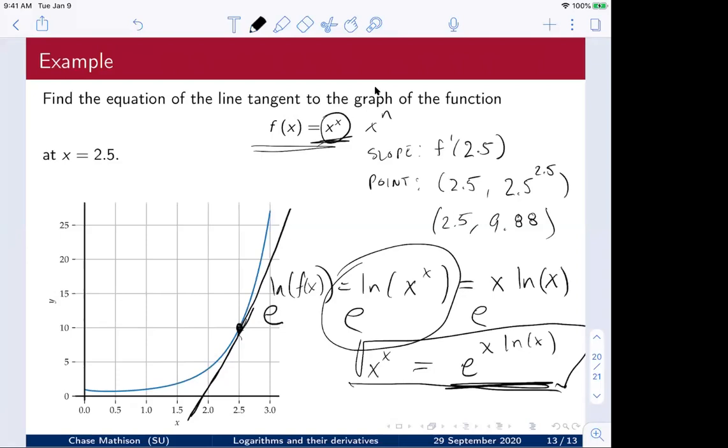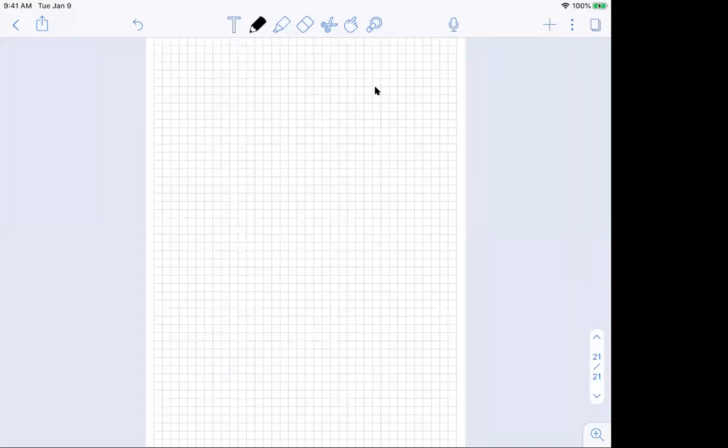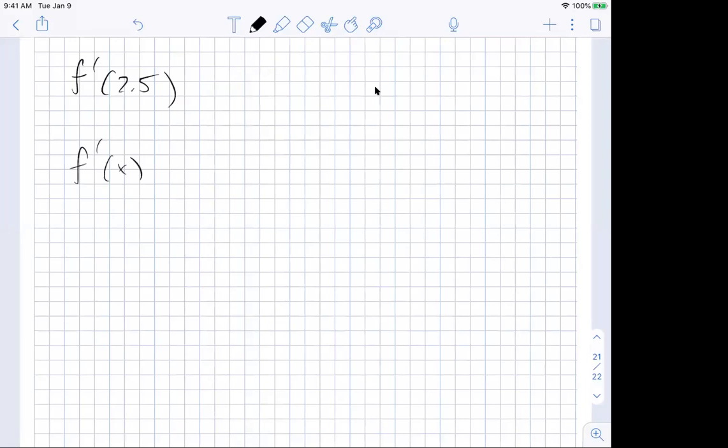So I want to find then f prime of 2.5. Well, that means I need to find f prime of x. And remember, f of x in a nicer form is e to the x times the natural log of x.